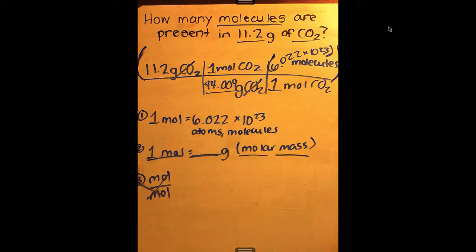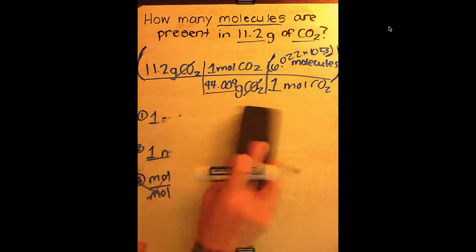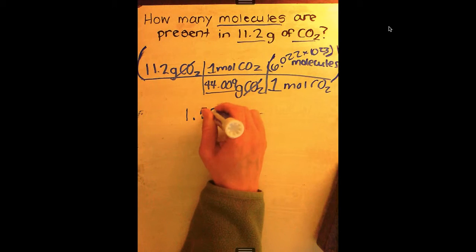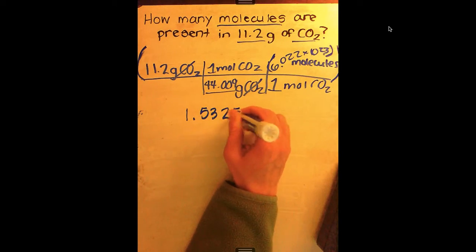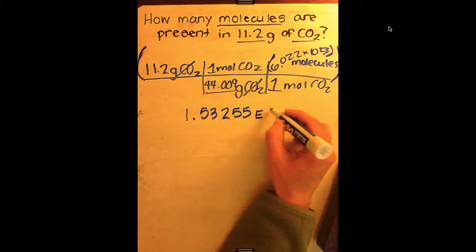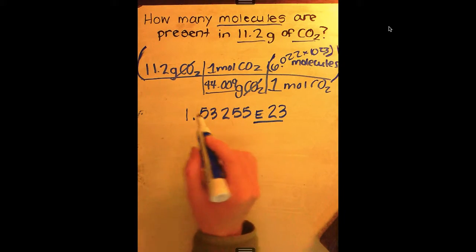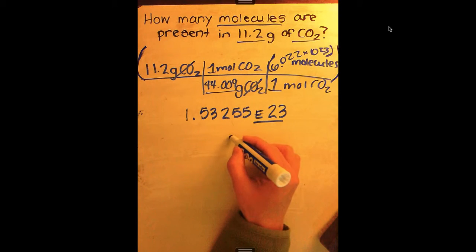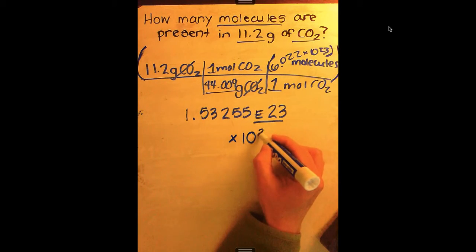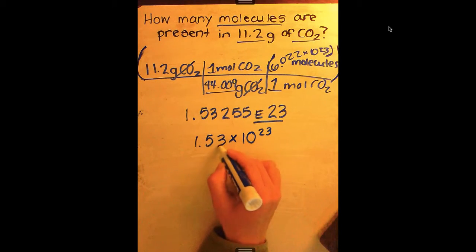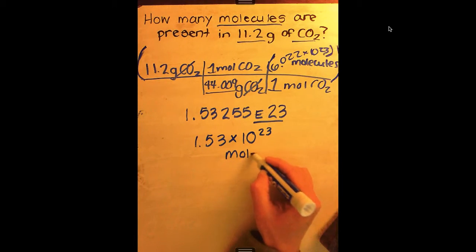And what I am getting is 1.53255 e to the 23rd. And that e to the 23rd is at the very end of the calculator, so you got to pay attention to that. That e to the 23rd means times 10 to the 23rd. So my actual answer would look like that, and that is in molecules.